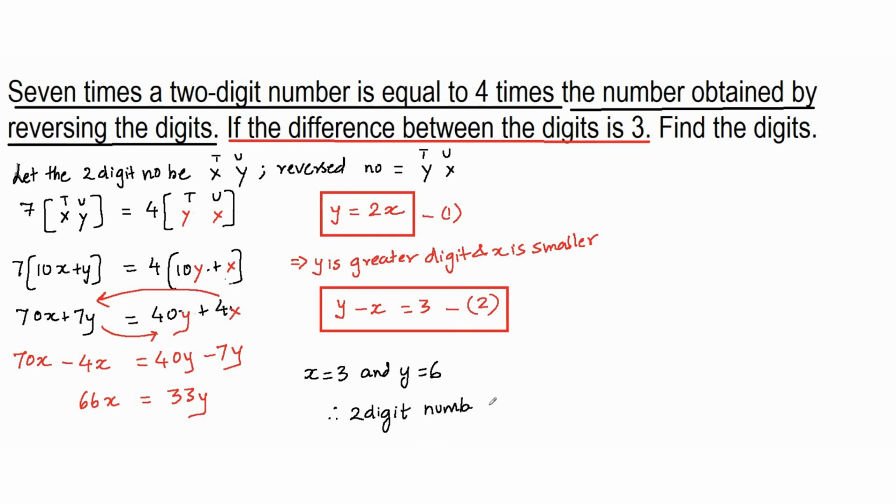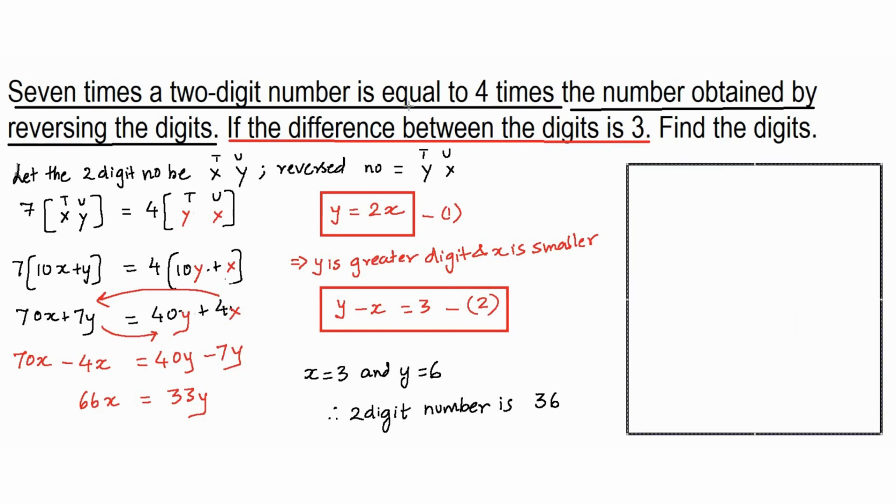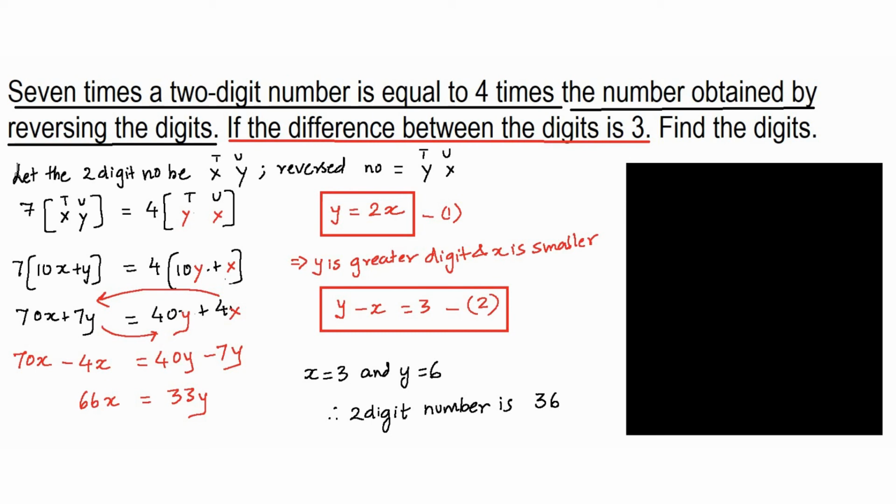And therefore, the two digit number, it was xy, which means it is 36. Now we should perform a quick check on whether our answer is right or not. So let's perform a quick check. Let us take the original condition, 7 times the two digits. So 7 times 36 is 252. And 4 times the number obtained by reversing the digits, which is 4 times 63, is also 252.